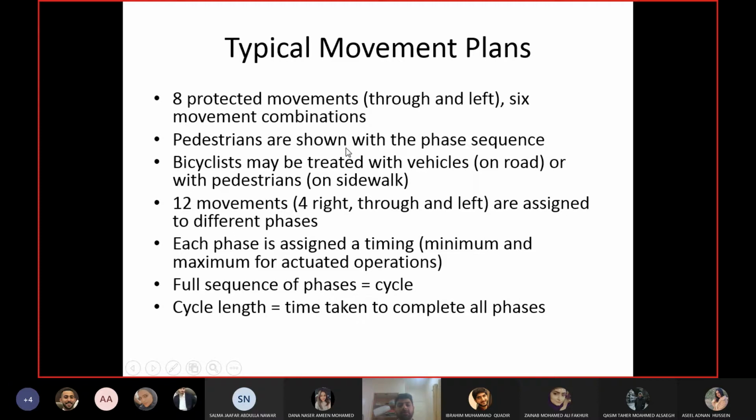Pedestrians are shown with the phase sequence. So when you are showing the phasing sequence, you will also show the movement of the pedestrians, in which phase the pedestrians can move from a particular direction.